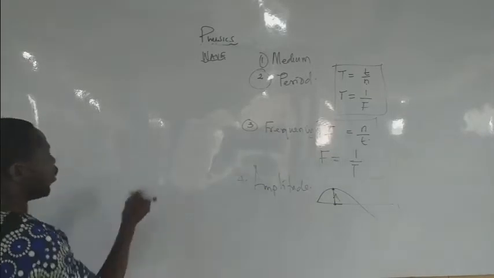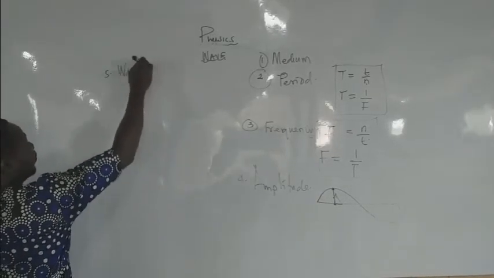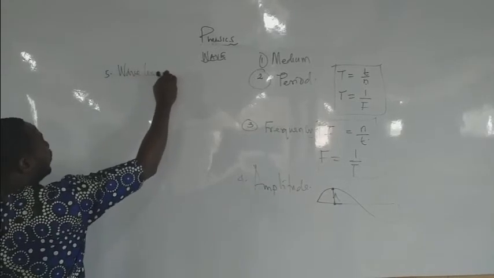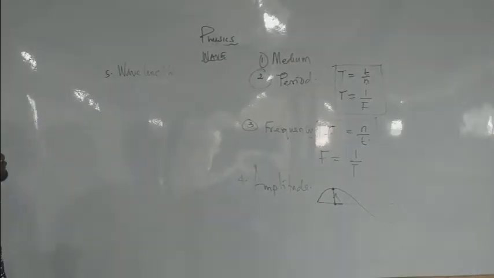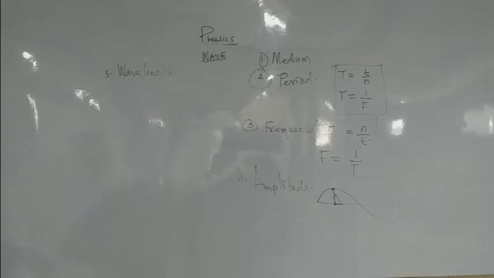The next one is what? Wavelength, number 5. What is wavelength? There are different definitions for this wavelength. Now, the first one is what? It is the distance between two successive crests or two successive troughs of a wave train.